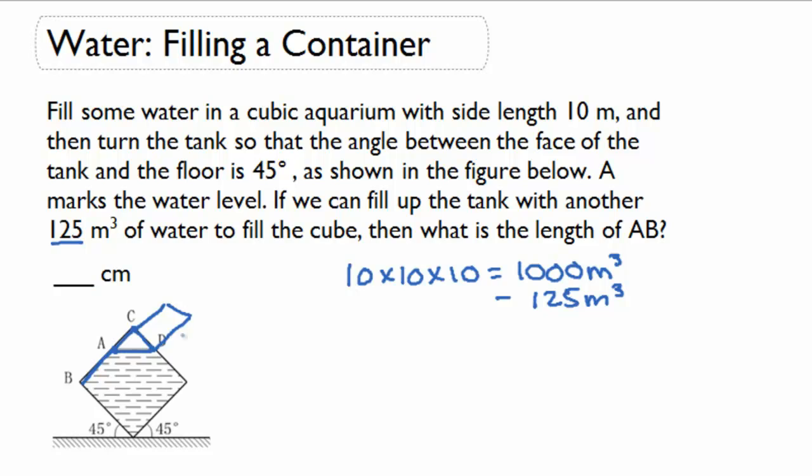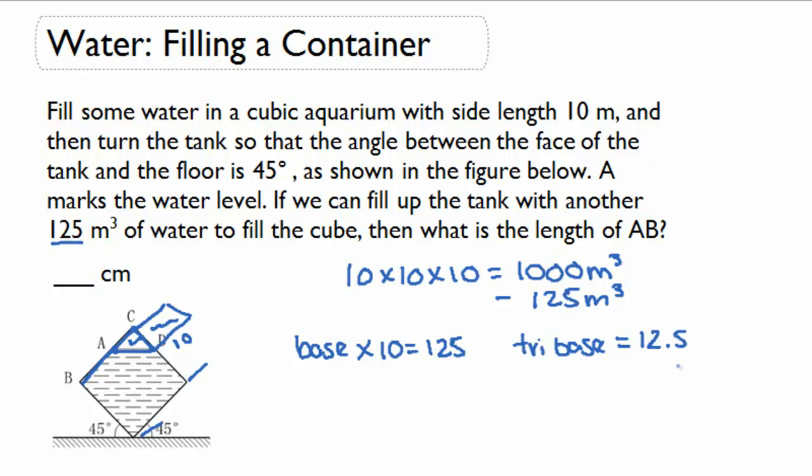Now we know that it has a depth of 10 since it's part of this cube. So if it's a triangular prism with a height of 10 and a triangular base, then the base, which is a triangle, times 10 has to be equal to 125. That's the amount of water that it would take to fill it up. So if we divide by 10 on both sides, we're going to figure out that the triangle base is equal to 12.5 meters squared in area.